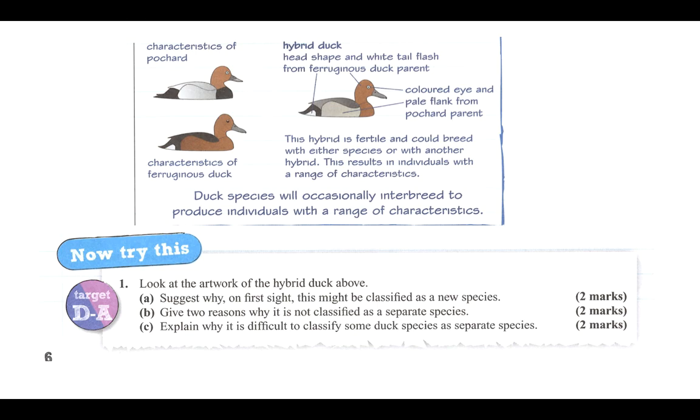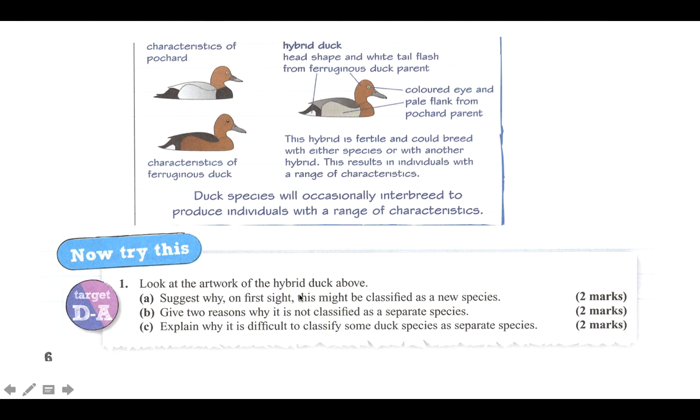So the next question says, just to clarify, suggest why on first sight this may be classified as a new species. You should have said it has lots of characteristics that are very similar to both the pochard and the ferruginous. That's 1 mark. And then the second mark will come from saying that classifying on visible characteristics only would suggest it was a different species. So if we look, it looks totally different.